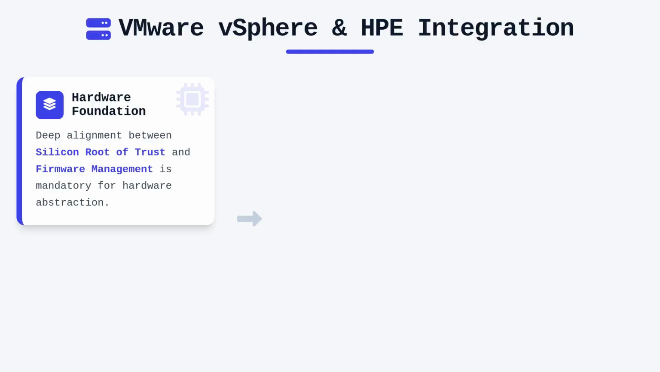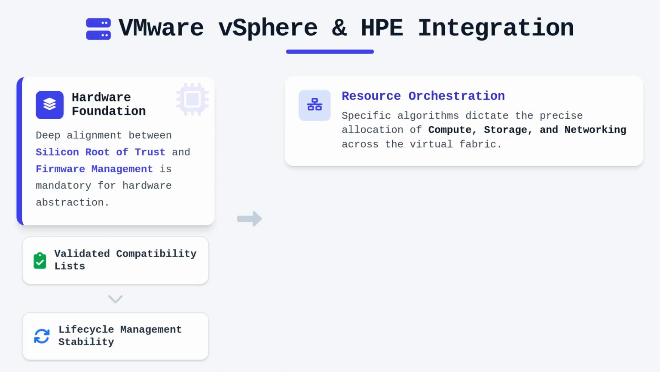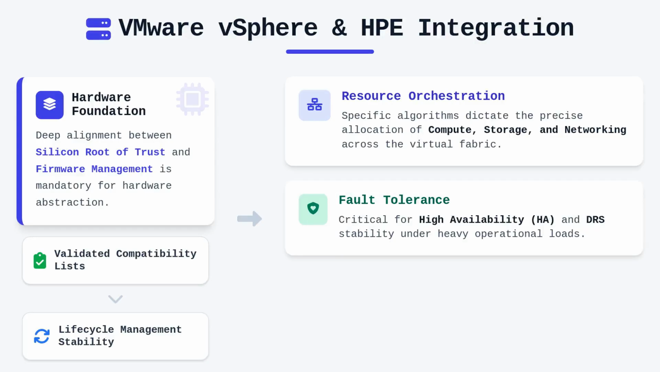This interaction is mediated by specific resource algorithms that dictate how compute, storage, and networking resources are allocated across the virtual fabric. You must understand that VMware vSphere relies on consistent hardware compatibility lists, and any deviation from these validated configurations introduces significant risk to lifecycle management. These integration metrics are not arbitrary, but rather calculated constraints designed to ensure that fault tolerance features like high availability or distributed resource scheduler function correctly under heavy loads.